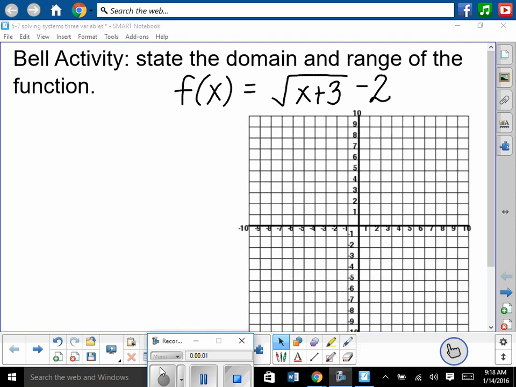To see domain and range of this one, there's a couple different ways you can do this. So continuing, there's a couple different ways you can go about finding the domain and range. It never hurts to graph and then look. So that's what I'm going to do.